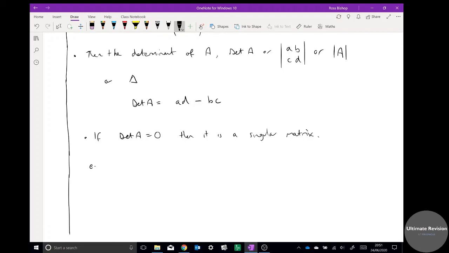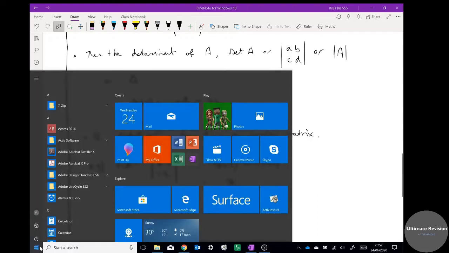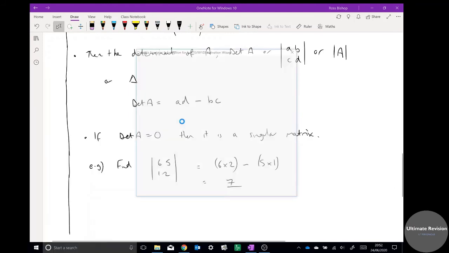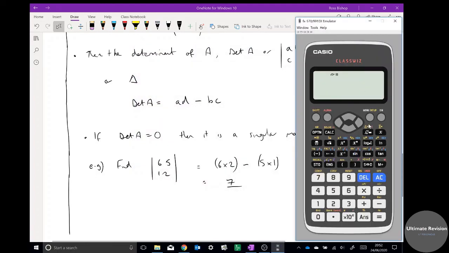Let's look at an example. Find the determinant of this matrix. You can go straight in, and it's equal to 6 times 2 minus 5 times 1. So the answer there is 7. I can do this on my calculator as well, and it's very useful that you know how to do it. Let's just load this up. I go into matrix mode.